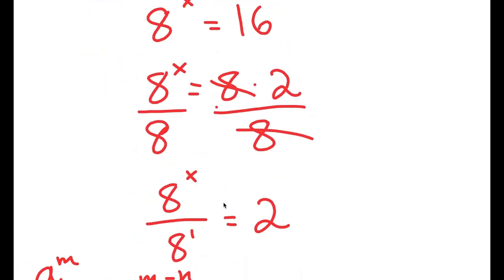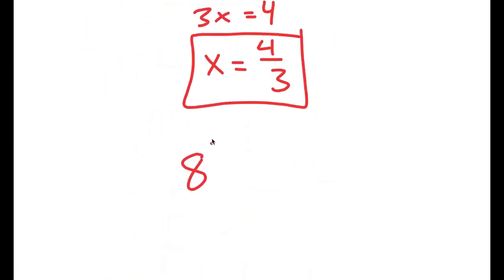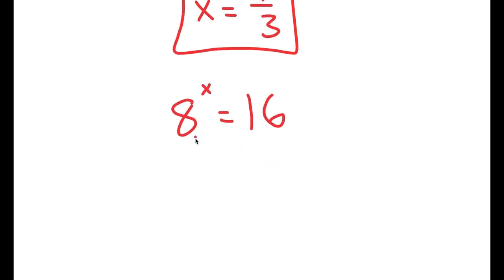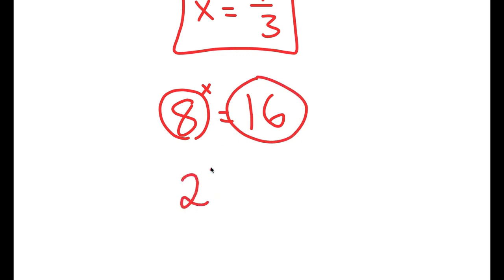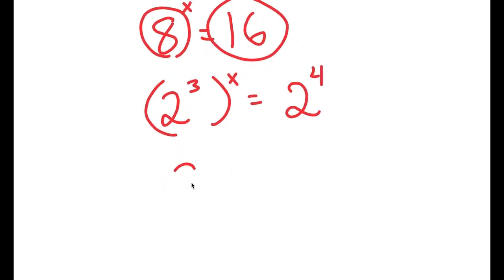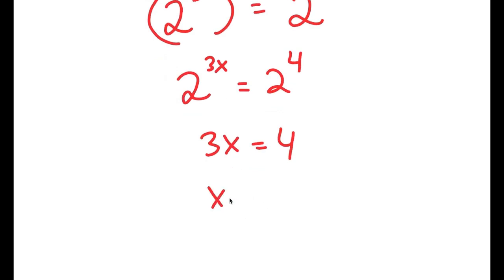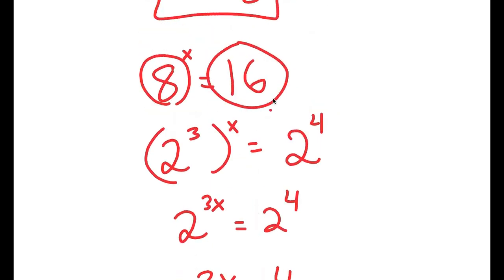Now, there actually is another way to solve this problem. What I can also do is at the start rewrite both of these in bases of 2. So 8 is the same thing as 2 to the power of 3, so I get (2 to the power of 3) to the power of x, and 16 is the same thing as 2 to the power of 4. Now this is the same thing as 2 to the power of 3x is equal to 2 to the power of 4, meaning that 3x is equal to 4 and x is equal to 4 over 3. So this is a much simpler method of solving this problem.